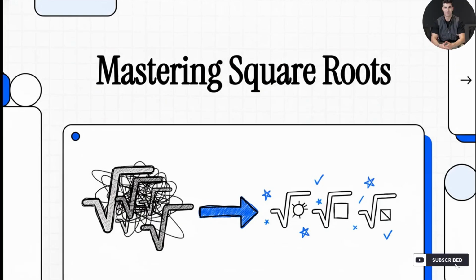Have you ever stared at a square root and just felt completely stuck? You're not alone. Today, we're going to demystify them. We're going to turn those messy-looking radicals into clean, simple answers. Trust me, it's a core algebra skill you're about to lock down.